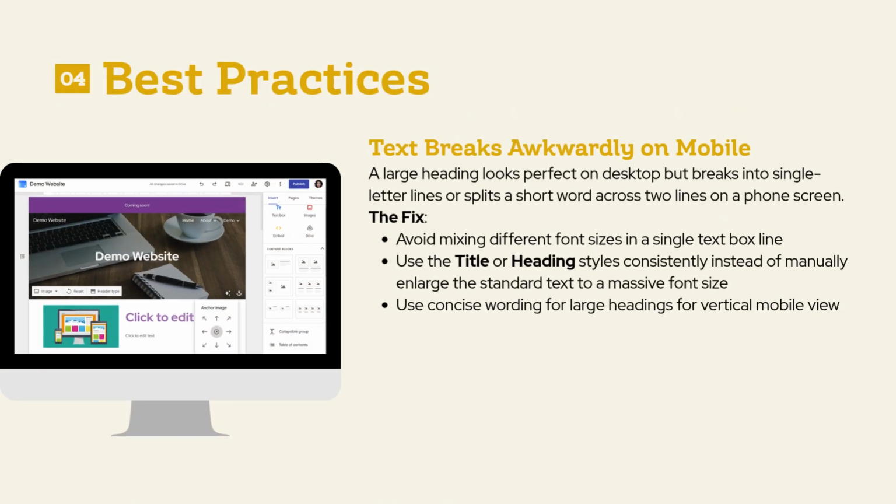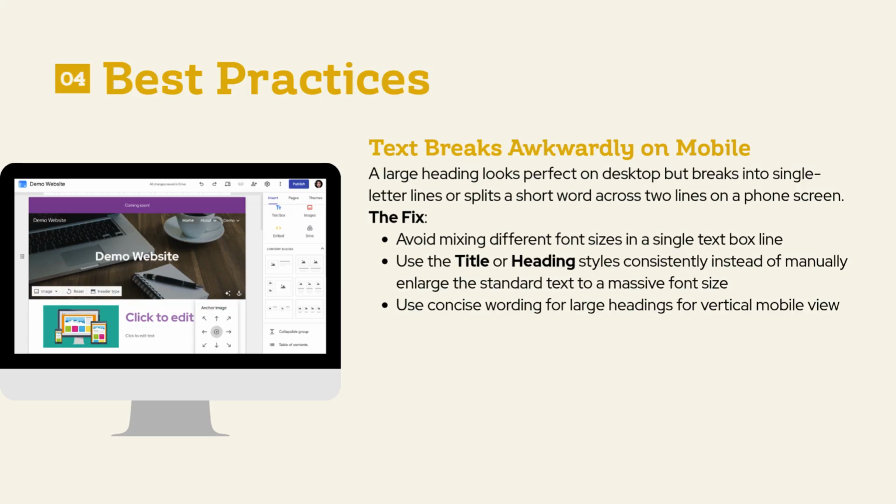Let's move the focus to the best practices to ensure your Google Sites look professional on every single device. You may see a large heading that looks perfect on your desktop monitor, but breaks awkwardly on mobile. The large text breaks into single-letter lines or splits a short word across 2 lines once displayed on a vertical phone screen. It looks unprofessional and difficult to read.